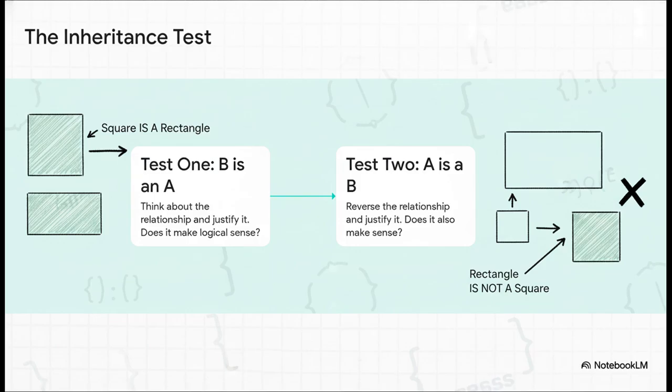And here's a quick little mental check you can do to see if you're on the right track. First, ask yourself, does it make sense to say, my child class is a type of my parent class? So, a square is a rectangle. Yep, that checks out. Then flip it. Is a rectangle a square? No, not always. Since it only works one way, inheritance is probably a good choice here.